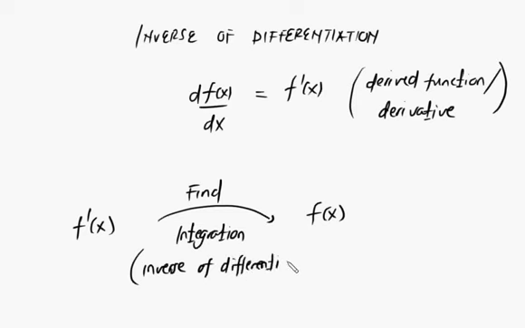Look, ukiwa na f of x, ukidifferentiate unapata f dash x. Lakini ukiintegrate hii f dash x, you only get f of x. Ndio maana integration is called the inverse of differentiation. Okay? It's just like ukichukua 2 jumlisha 2 unapata 4. Lakini 4 toa 2 unapata 2. Unarudi kule mwanzo.